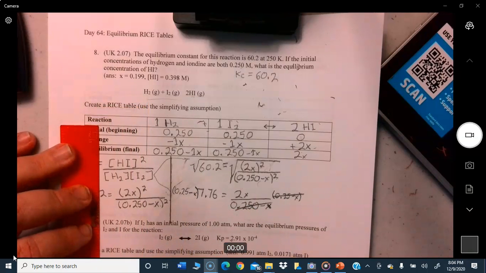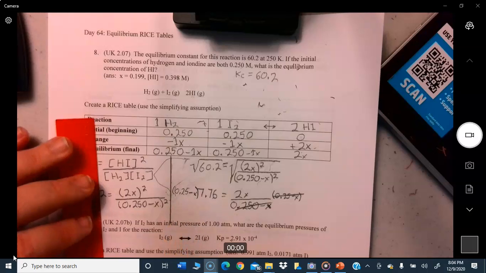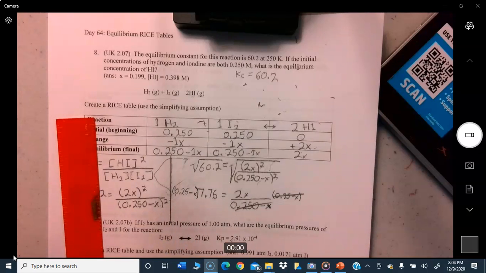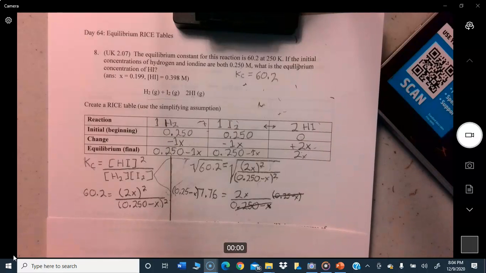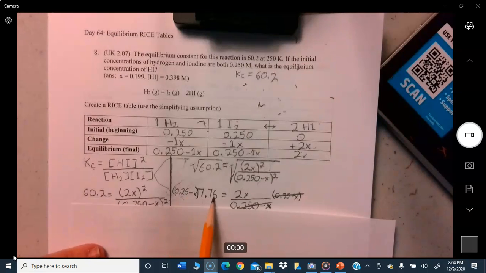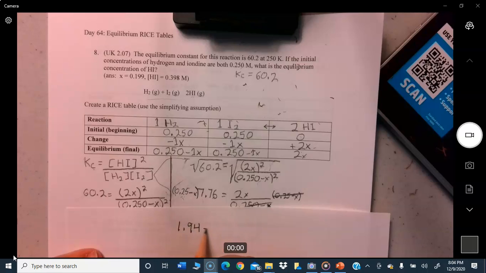Okay. So now I just distribute this 7.76 times 0.25. And again, I'm going to go to another piece of paper. You want to take my lead on that because there's not enough space there. So I'm going to bring this over here. So 7.76. Again, it's just math now at this point. It's not chemistry. And that's 1.94. That's this times 0.25, minus 7.76 times x.